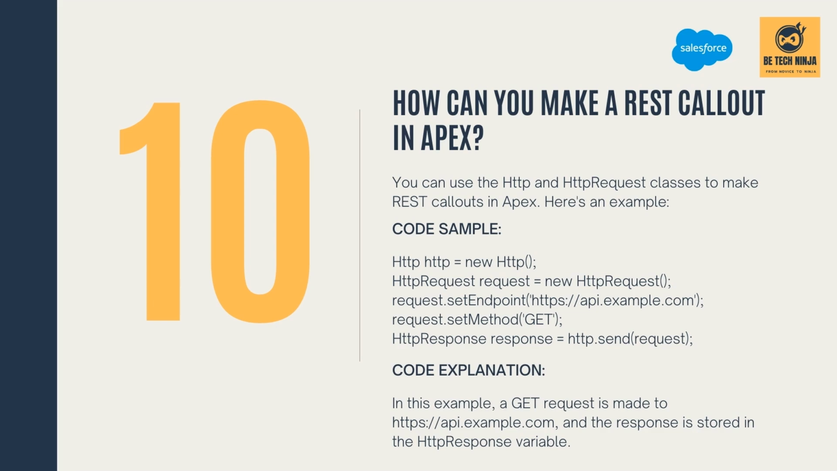Here's an example. In this example, a GET request is made to https://api.example.com, and the response is stored in the HTTPResponse variable.